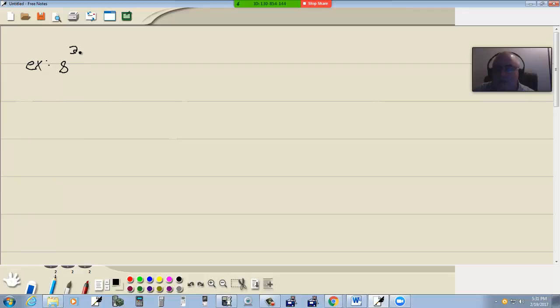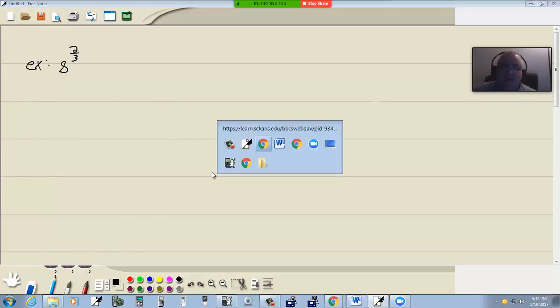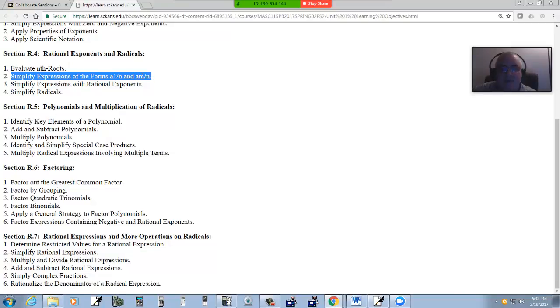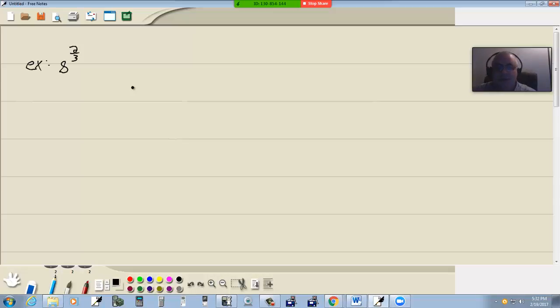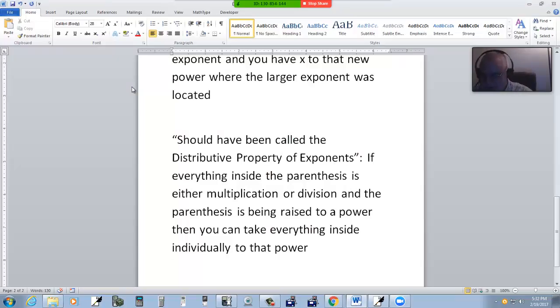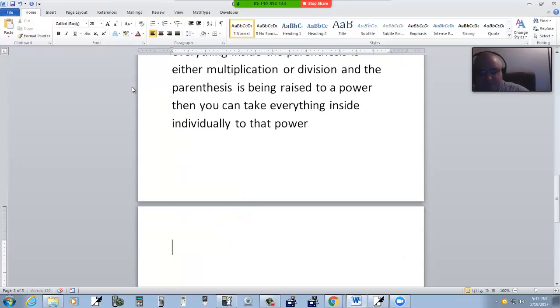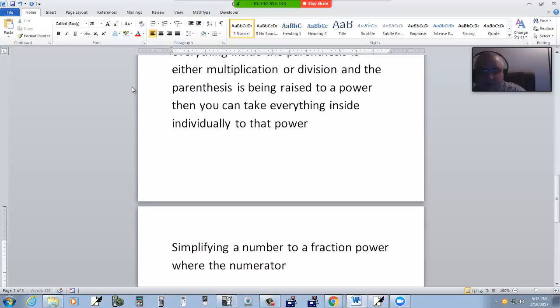Got 8 to the 2/3 power. This is the other type. This is where you've got a number to a fractional power, but it's not a 1 up on top. So this is simplifying a number to a fractional power where the numerator is greater than 1.